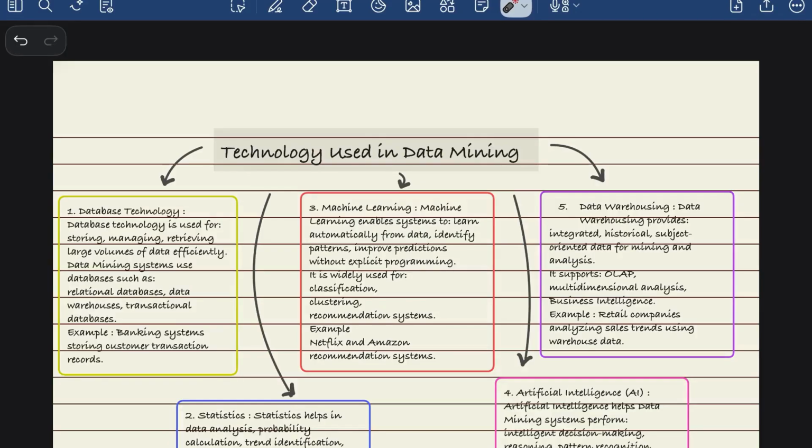Now let's look at your foundational concept, that is, what are the various technologies that come together to power data mining. It is a very easy concept, so we'll go through it very quickly.